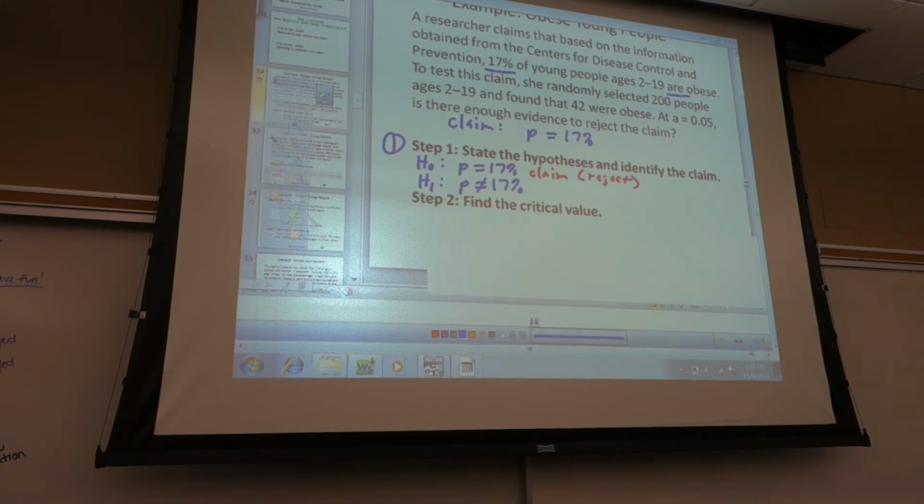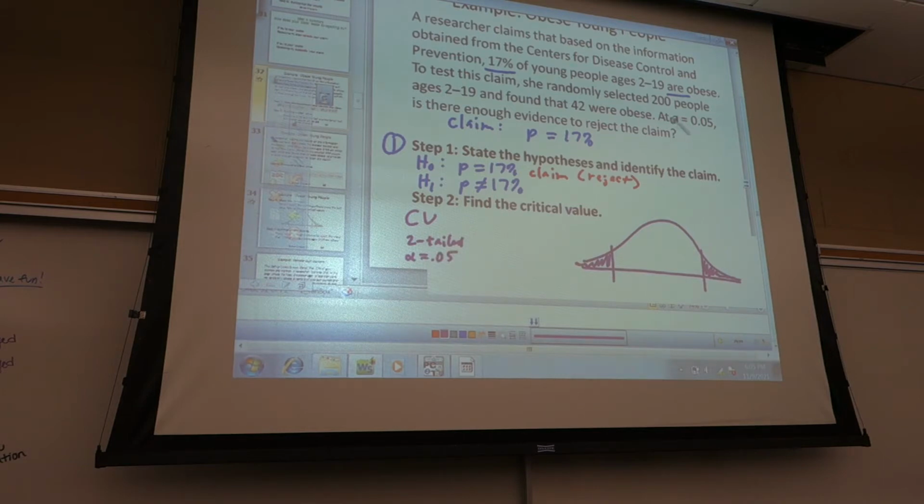Then I need to find the critical value. So everyone has this written up so far? Yeah. For the critical value, I'm going to draw a picture. Here's my picture. Equals is two tailed, because not equal to could be less than or greater than. So it's two tailed, and what's my alpha? Alpha is 0.05.